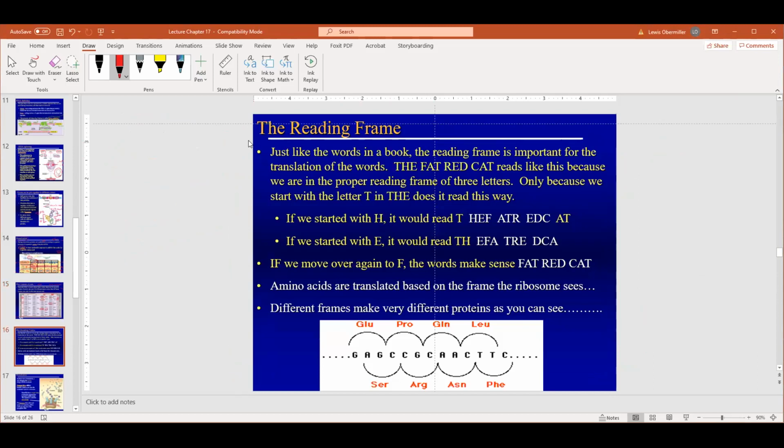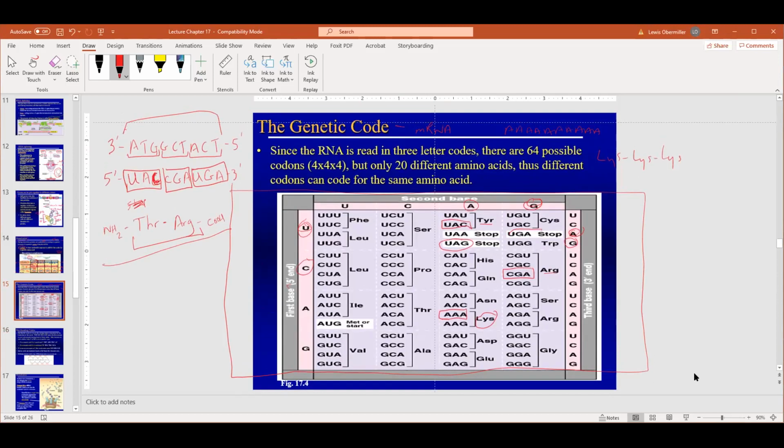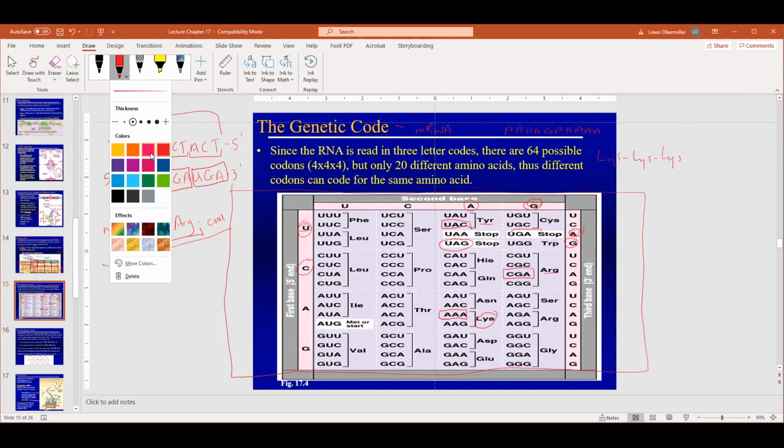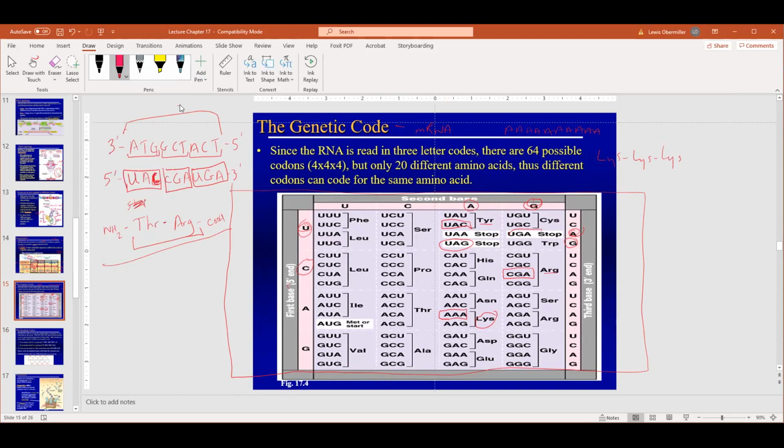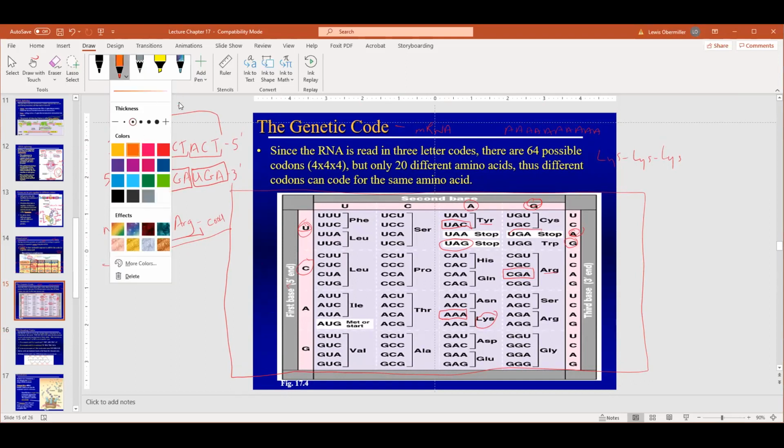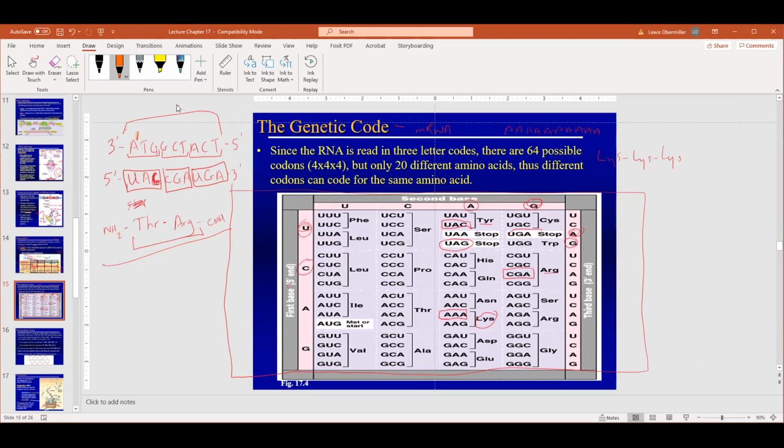Okay, so the reading frame is really important. In this case, there's 3 possible reading frames. One of the reading frames would be what we did. If the ribosome jumped over 1 spot, it would read something different. So instead of reading ATG, it would read TGG, and that would make something completely different.